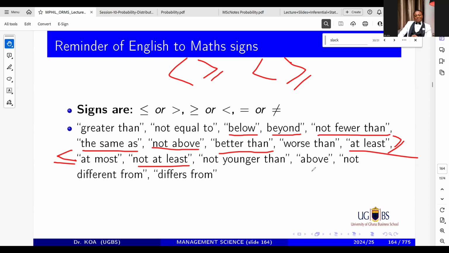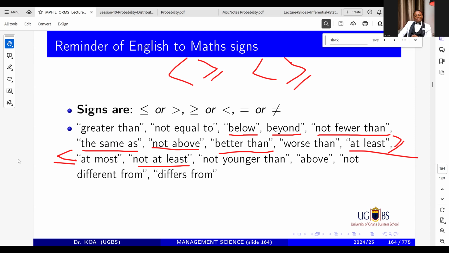What symbol is "above"? Greater than. "Not different from"? Equal to. And then "differs from"? Not equal to. So you should know all of these at your fingertips.